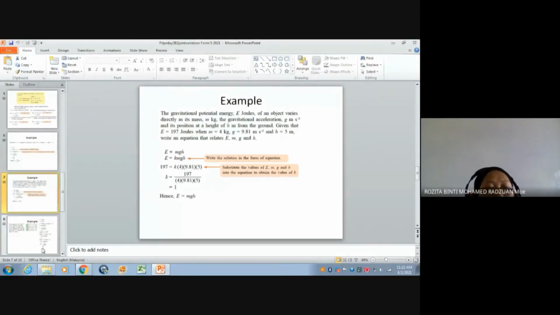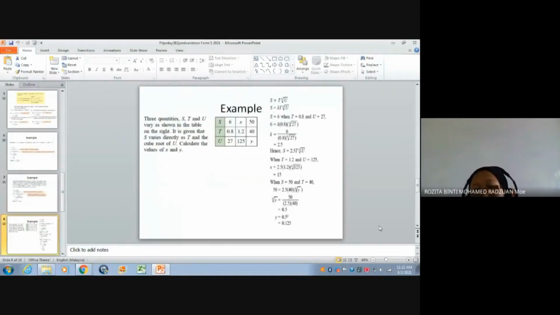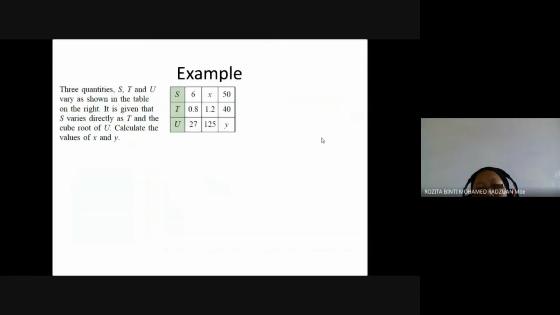Okay, let's proceed to the next example. Let's say we have a table here. Three quantities S, T, and U vary as shown in the table on the right. It is given that S varies directly as T and the cube root of U. Calculate the value of X and Y. X and Y are also values from the table.